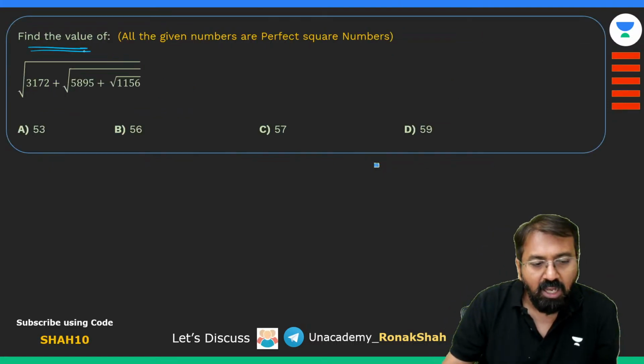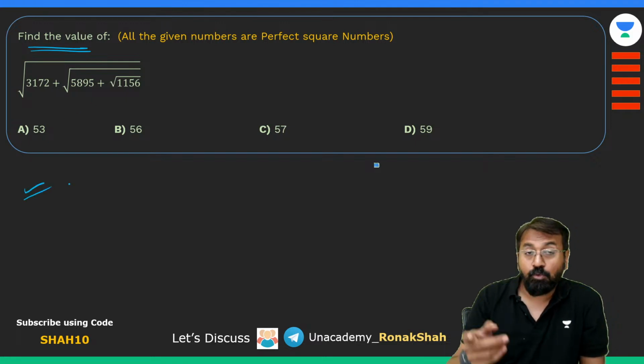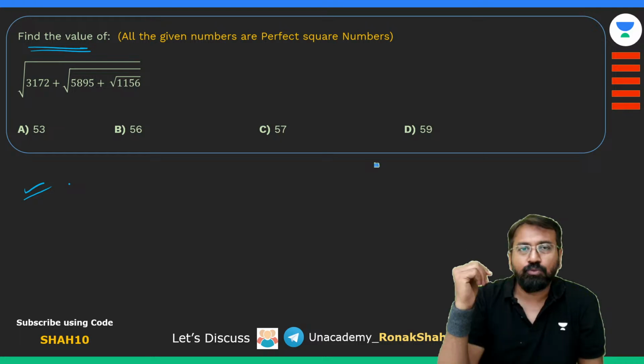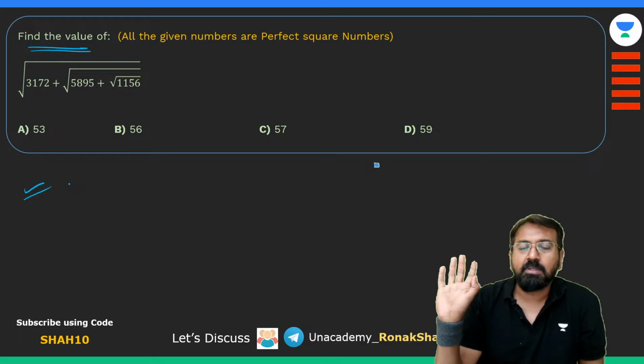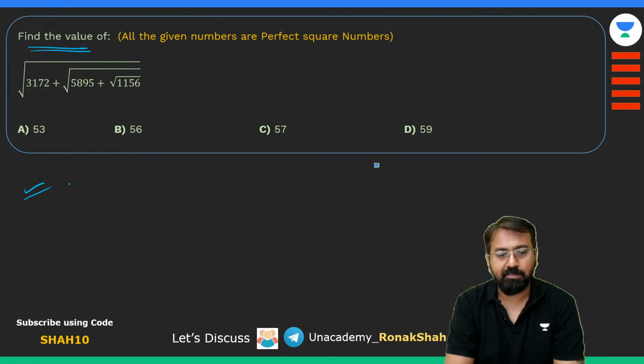Okay? Acha, can you answer this question, guys? We have already done this exercise: how to find out square root. All the given numbers are perfect square numbers. So can you tell me what will be this value? Square root of 3172 plus square root of 5895 plus square root of 1156.